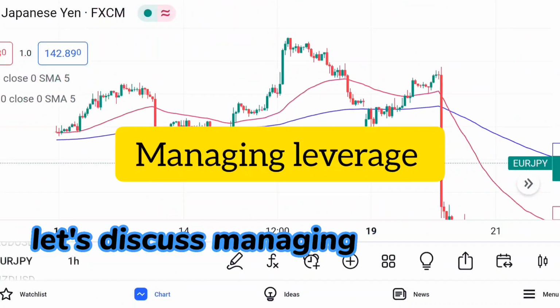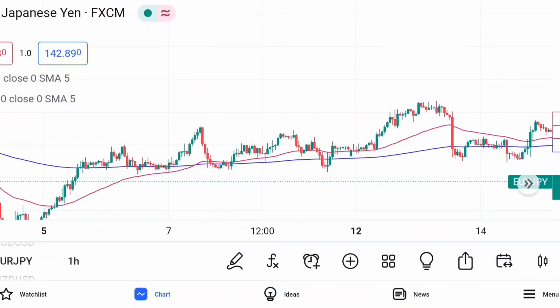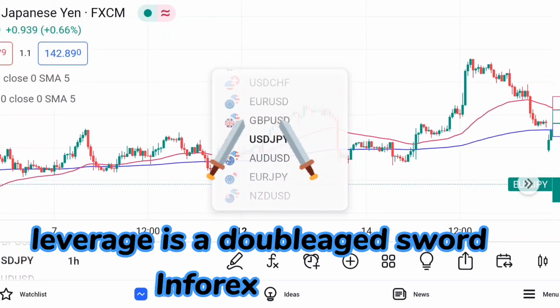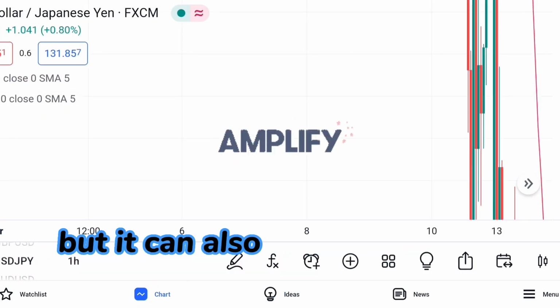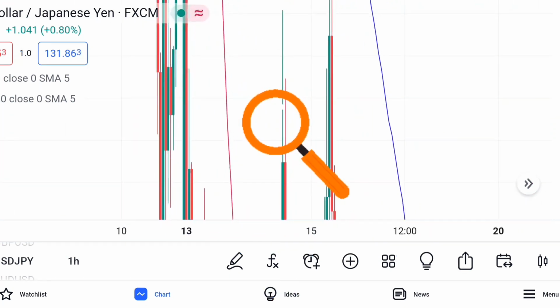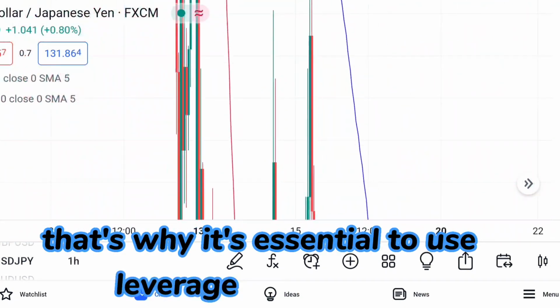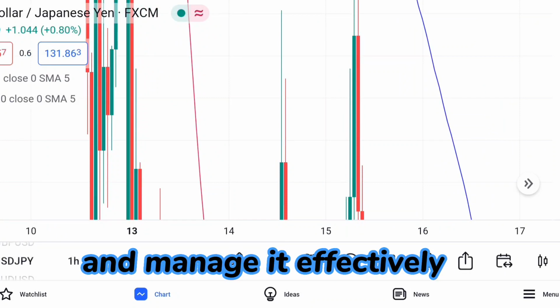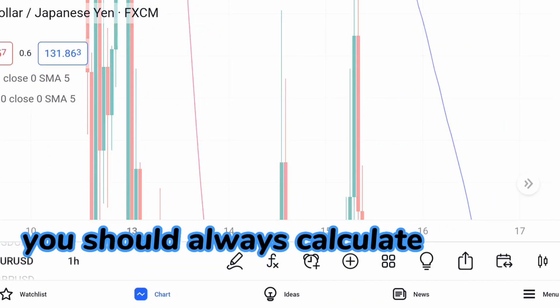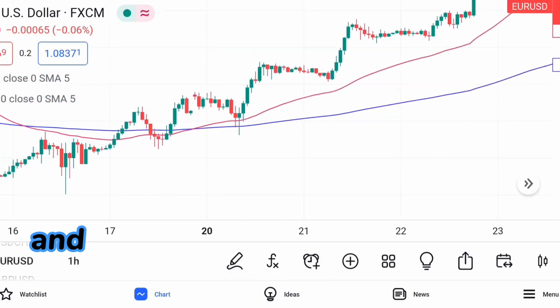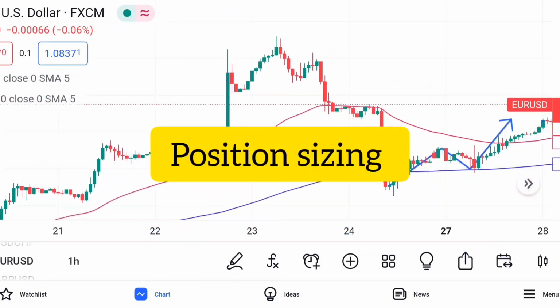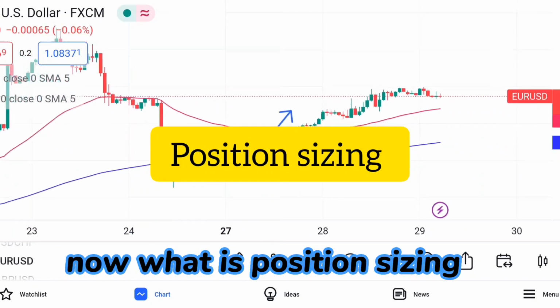Let's discuss managing leverage in Forex trading. Leverage is a double-edged sword in Forex trading. It can amplify your profits, but it can also magnify your losses. That's why it's essential to use leverage responsibly and manage it effectively. You should always calculate your position size based on your account balance, risk tolerance, and the amount of leverage you're using. Now, what is position sizing?